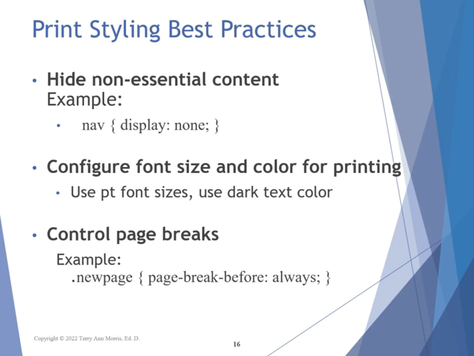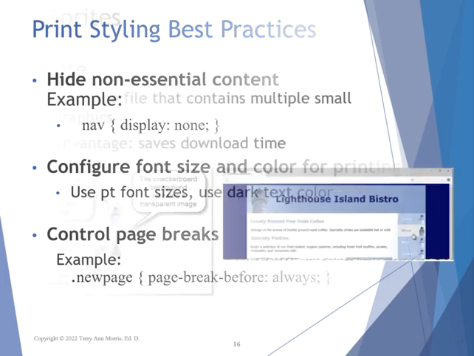First, in order to hide non-essential content, we make use of nav in brackets and its display will be none. Secondly, in order to configure font size and color for printing, we make use of point font sizes with dark text colors. And thirdly, in order to control page breaks, we use the dot new page, and in brackets, we assign always to page-break-before.